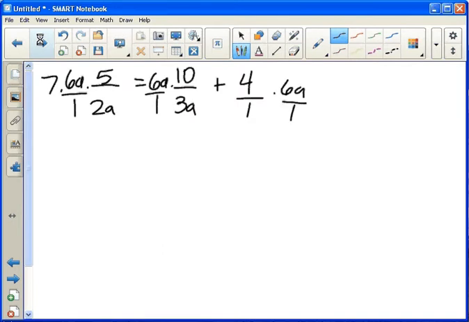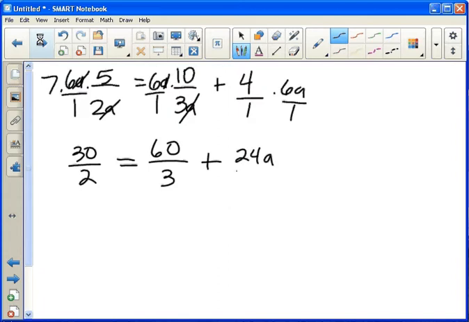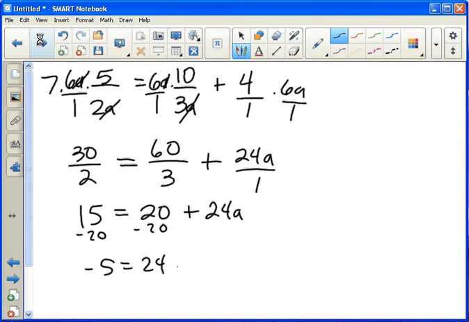So if you watch what happens, the a's cancel here, and you get 6 times 5 is 30, over 1 times 2 is 2, equals, the a's cancel again, 6 times 10 is 60, over 1 times 3 is 3, plus, nothing cancels out here, so I just get 24a over 1. Now 30 over 2 is 15, 60 over 3 is 20, and we get plus 24a. Then subtract 20 from both sides, you get negative 5 equals 24a. Finally divide both sides by 24, and we get a equals negative 5 over 24.